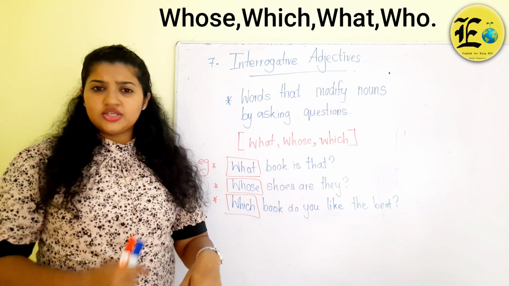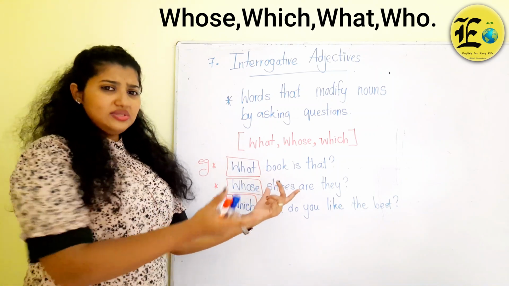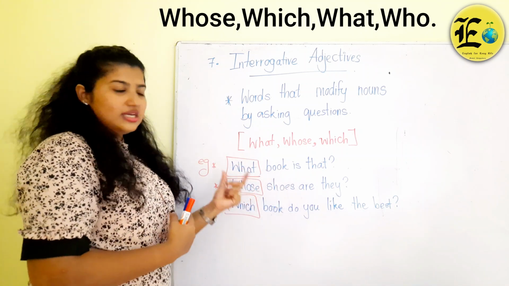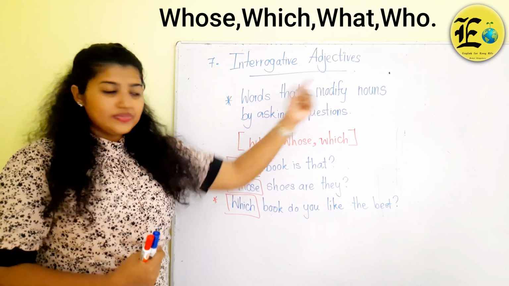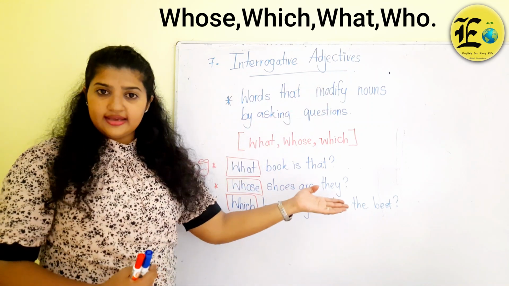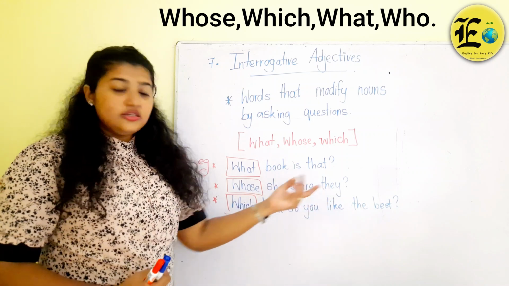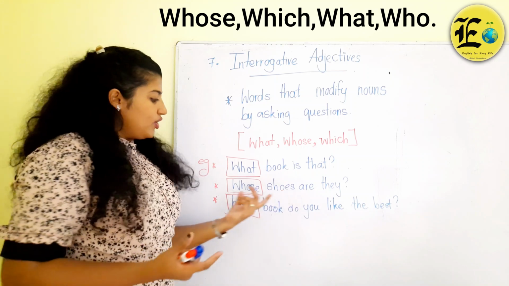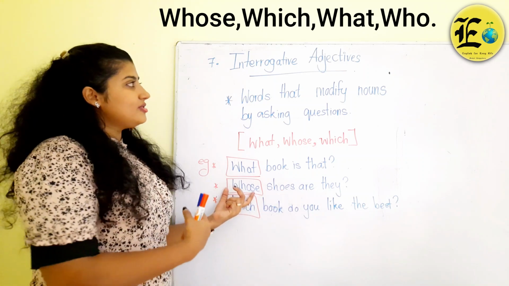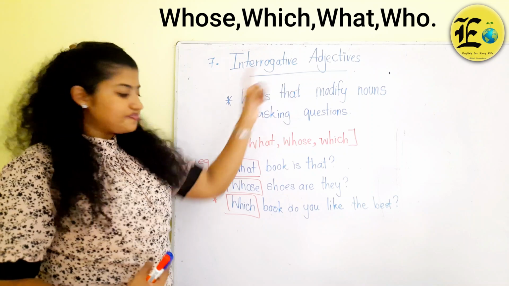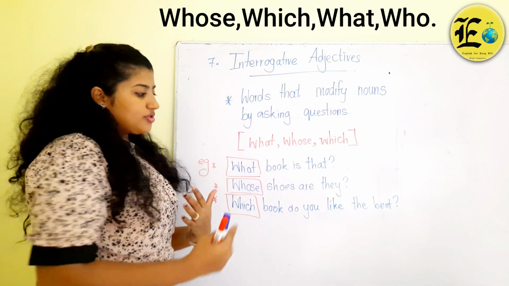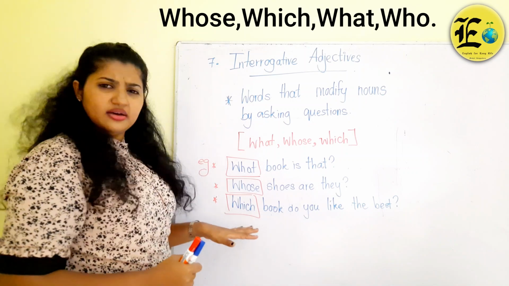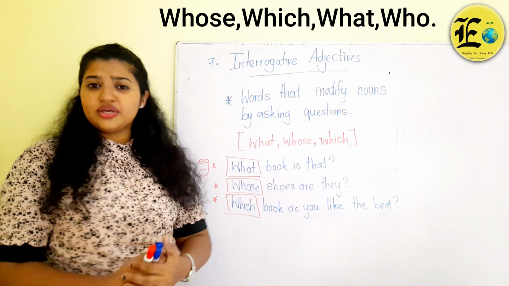What book is that? You describe the book by using a question word, and that is what. So this word what is an interrogative adjective. Whose shoes are they? You describe the word shoes using a question word again, whose. Finally, which is also an interrogative adjective. The final example is, which book do you like the best? Here the word which is again another interrogative adjective.